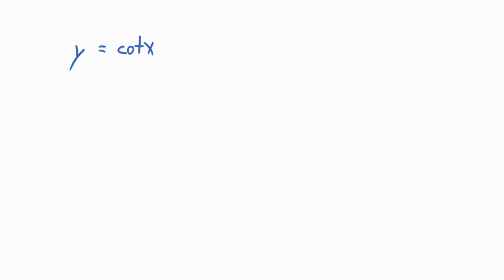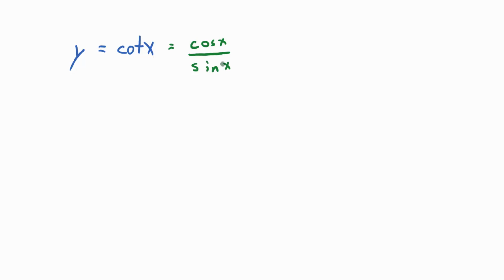Now we're going to graph y equals cotangent x in a very similar way to how we graphed y equals tangent of x. What's the trig identity you remember about cotangent in terms of sines and cosines? So it's cosine over sine. And so we're going to have asymptotes here as well, right?